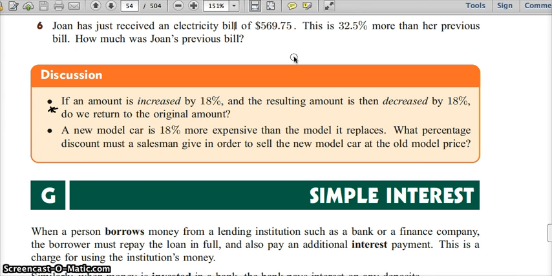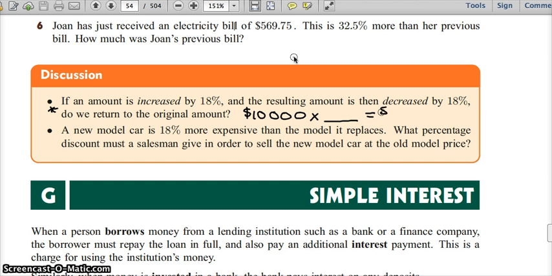If an amount is increased by 18% and the resulting amount is then decreased by 18%, do we return to the original amount? I'd like you to do that and leave a bit of space underneath. You can do it with $10,000, and we're going to increase it by 18%. Hopefully you understand that you'd be multiplying by the multiplier, 100% plus the 18. I won't give it to you, but hopefully you'll get a multiplier in there.